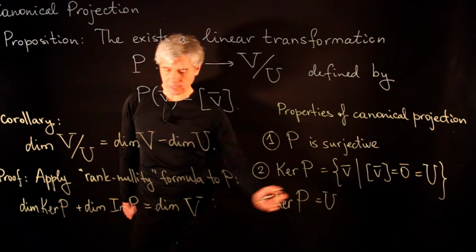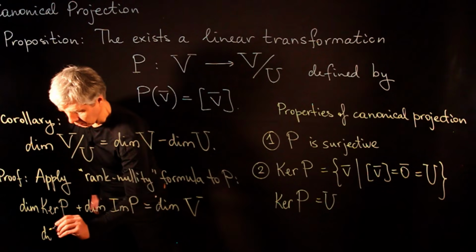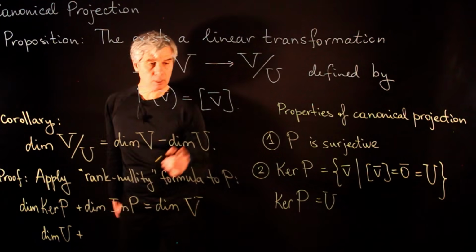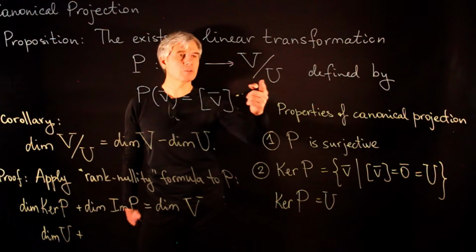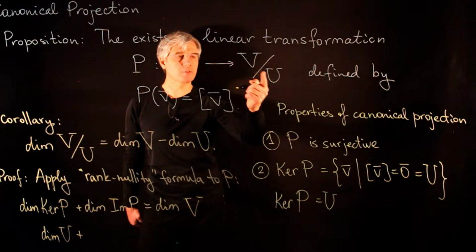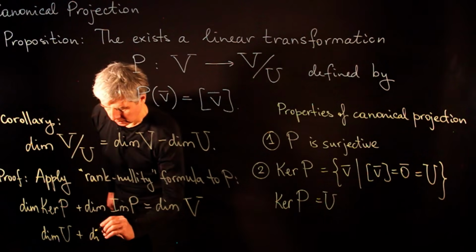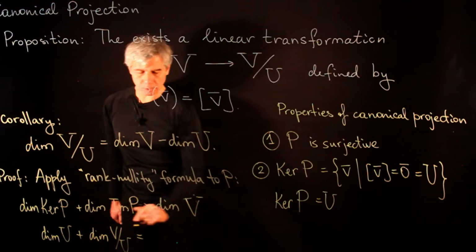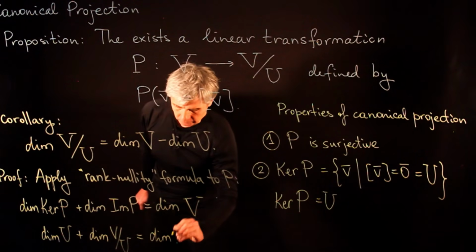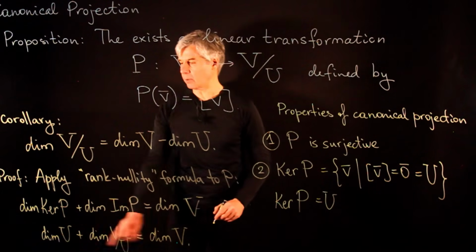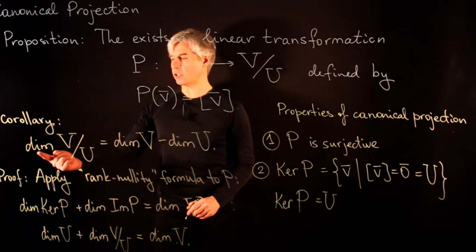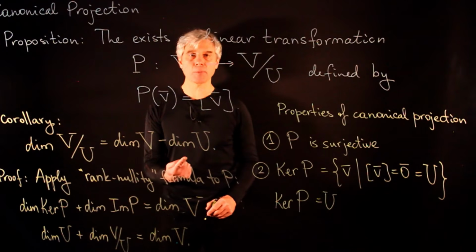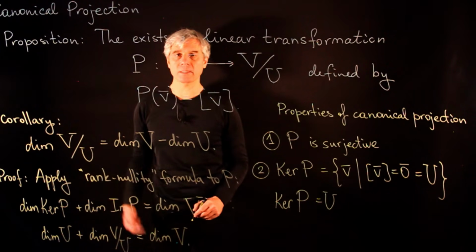Now, the kernel of P is a subspace U, so we get the dimension of U plus the image is, since P is surjective, the image is the quotient space V quotient by U. So we get the dimension of the quotient space. The sum of these two dimensions is equal to the dimension of V. And from here, we immediately obtain the claim that the dimension of the quotient space is the difference of the dimension of the whole space and the subspace U that defines this quotient space.